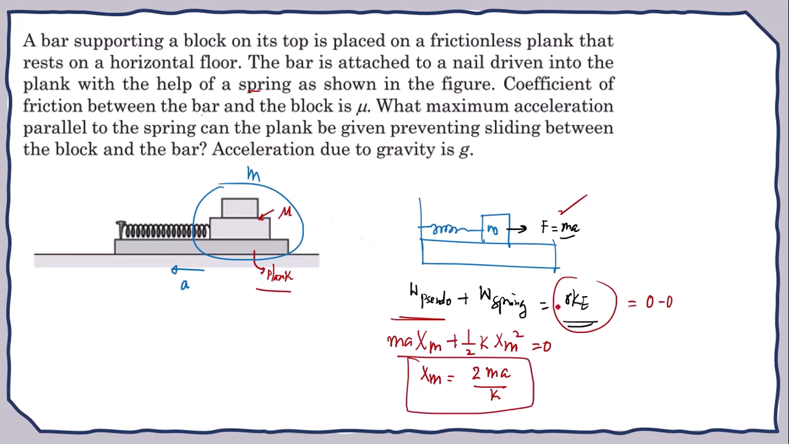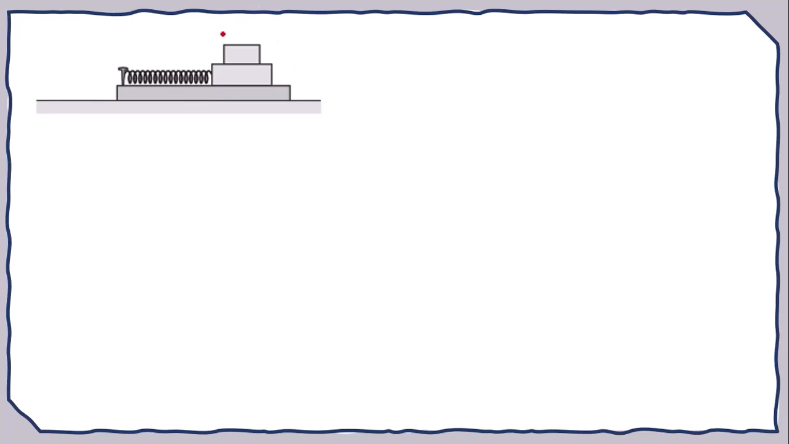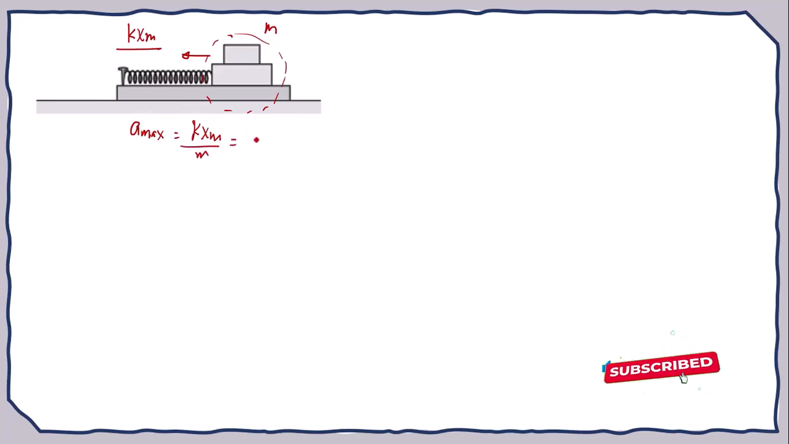Now, what is the maximum force acting because of the elongation? The force by the spring is equal to k into x. For the entire block system, let us say the mass is m. It is being pulled by a force equal to the spring force, k times xm. That is the maximum force applied on the block. So what is the maximum acceleration possible? The maximum acceleration is equal to k times xm divided by mass. So that is equal to 2 times A.